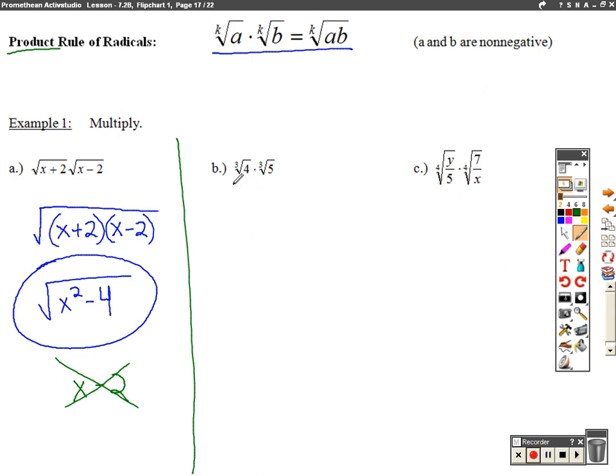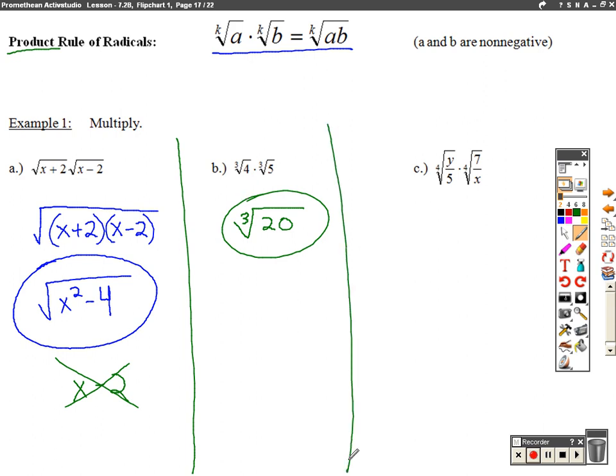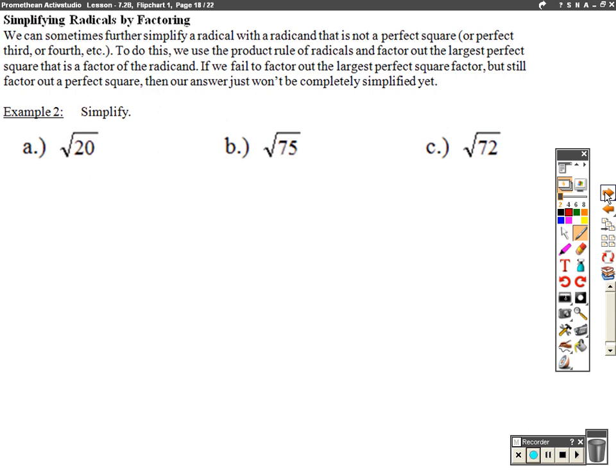Letter B. Both of these radicals have the same index of 3, so I can keep that as a cube root, and I can just multiply them to get the cube root of 20. Same thing in letter C. They both have an index of 4, so I can multiply these to be the 4th root of 7y over 5x. And that's how the product rule of radicals works. And we'll move on to the last example to further use that product of radicals.